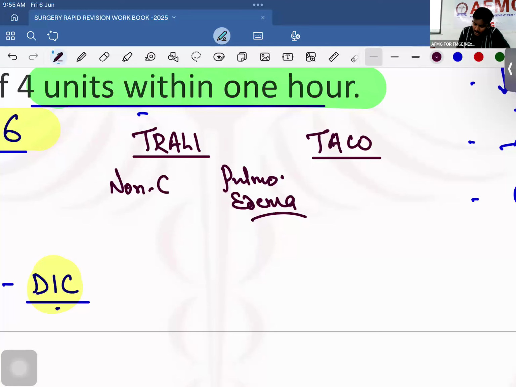Please remember, in TRALI the patient is going to have a non-cardiogenic pulmonary edema, where the patient does not have any heart failure. The pulmonary edema develops due to pulmonary vasculitis. But in TACO, the pulmonary edema is going to be cardiogenic in nature. Why? Because in cases of TACO, the patient initially develops CHF or congestive heart failure, and due to that, subsequently the patient develops pulmonary edema. So it is a cardiogenic pulmonary edema.